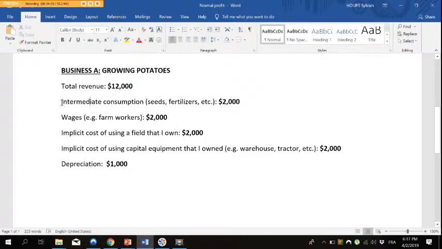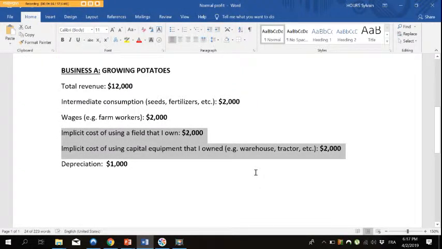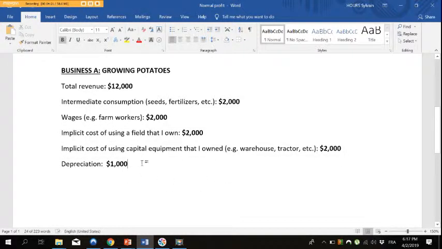What is an explicit cost? Intermediate consumption, of course, it is an explicit cost. I have to pay the other companies. Wages, it is an explicit cost. But however, those two costs here are obviously implicit costs. And remember, when you compute the accounting profit, you take into account depreciation.